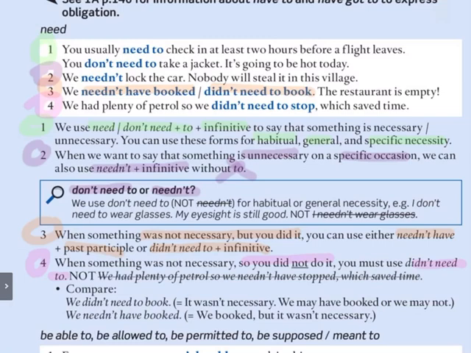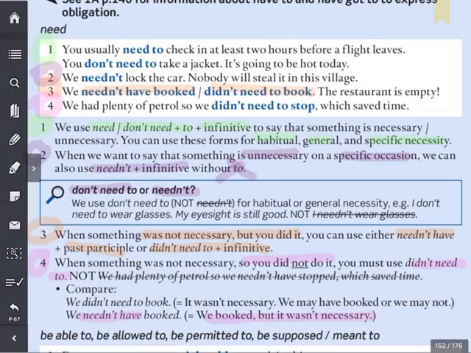Let's compare. We didn't need to book. It wasn't necessary. We may have booked or we may not have booked. But we needn't have booked means we booked, but it wasn't necessary. So we need to be very careful there with needn't, no? Needn't have, because it means we did something that wasn't necessary.